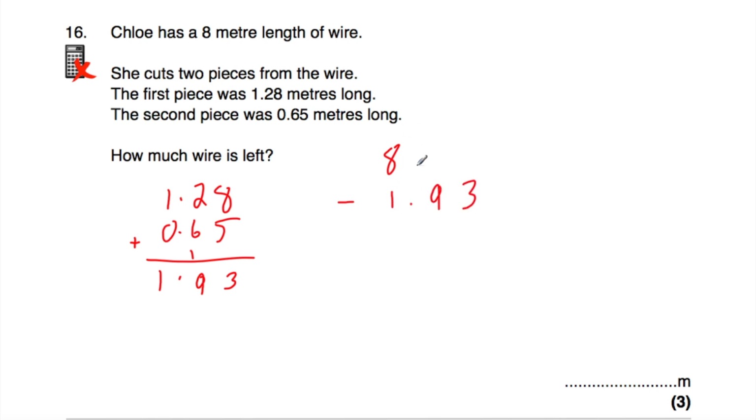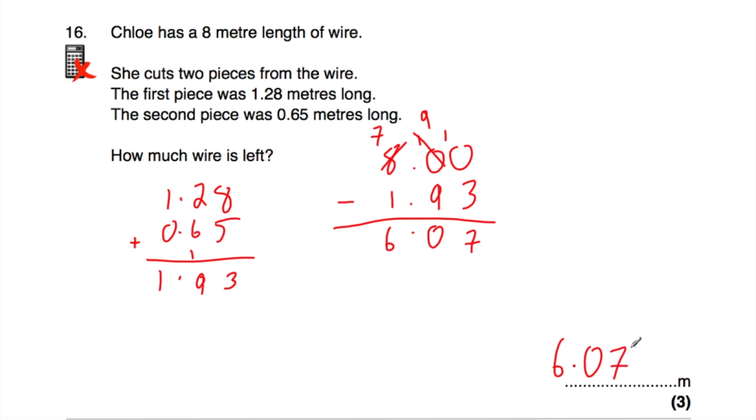As you can see, this is 8. I'm going to do 8.00 just to make the subtraction a little bit easier there, and put another decimal point beneath the others. We're going to need to borrow here, so let's cross that off and call that a 7 and a 10, and then borrow again, so that's a 9 and a 10. 10 take away 3 is equal to 7, 9 take away 9 is equal to 0, and 7 take away 1 is equal to 6. So how much wire is Chloe left with? 6.07 meters, and that's it.